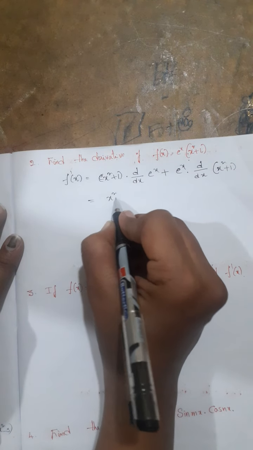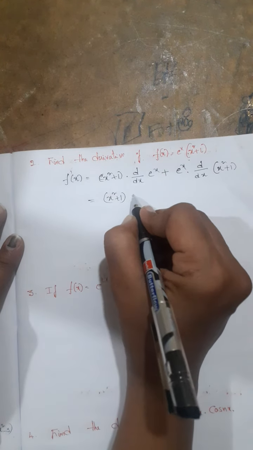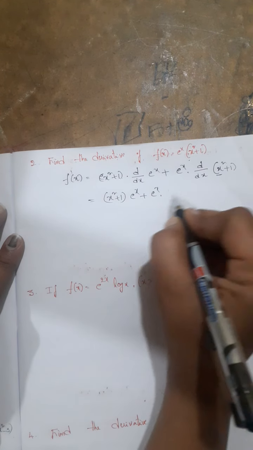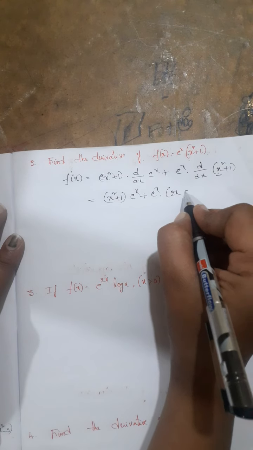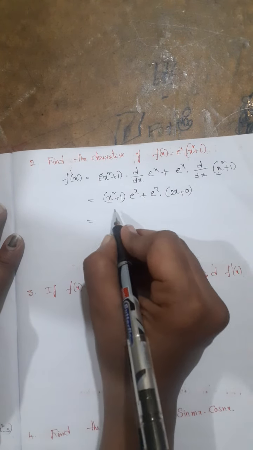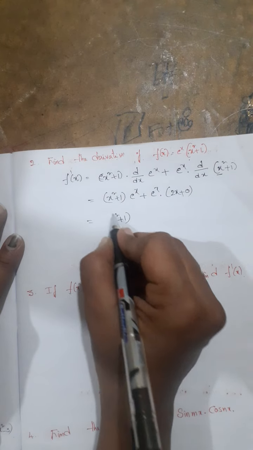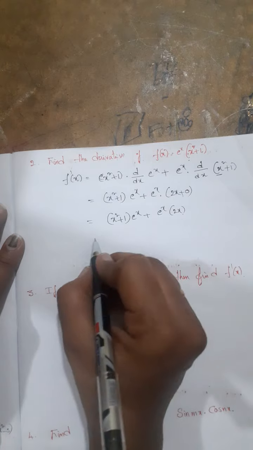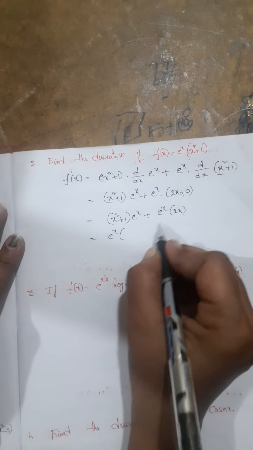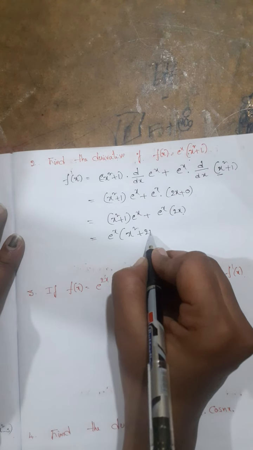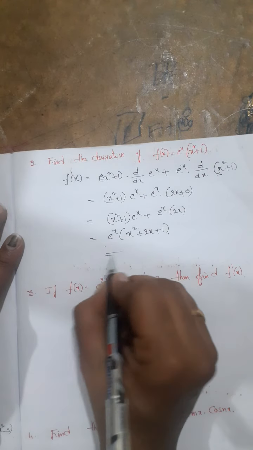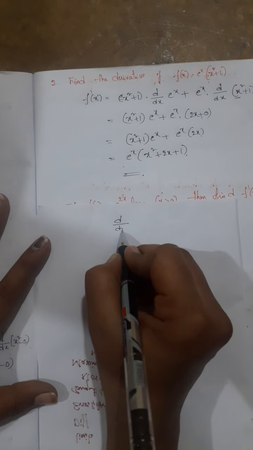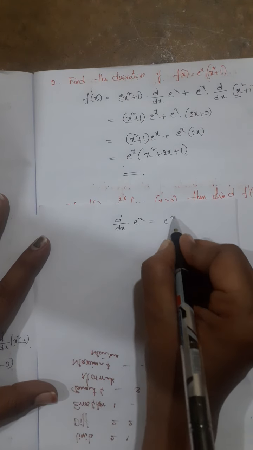So x square plus 1 into e to the power of x differentiation is e to the power of x. E to the power of x into this becomes x square is 2x, constant is 0. So here x square plus 1 into e to the power of x plus e to the power of x into 2x. We can take e to the power of x common from these two terms. So your answer is x square plus 2x plus 1 into e to the power of x. That's it. What is the differentiation of e to the power of x? E to the power of x only.